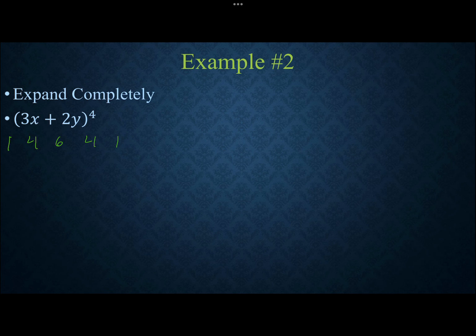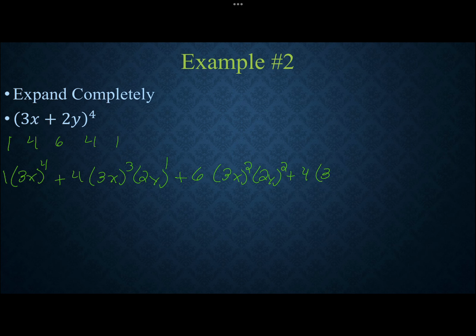So it's the first term being raised to the 4th power to begin with, a 1 in front, nothing to do with the second term yet. And then 4, that first term is now being cubed, the second term is now introduced to the first power. And then we go from there. So it's 6, 3x squared, 2y squared, and then 4, 3x to the first, 2y cubed, and then finally 1 with the 2y to the 4th.